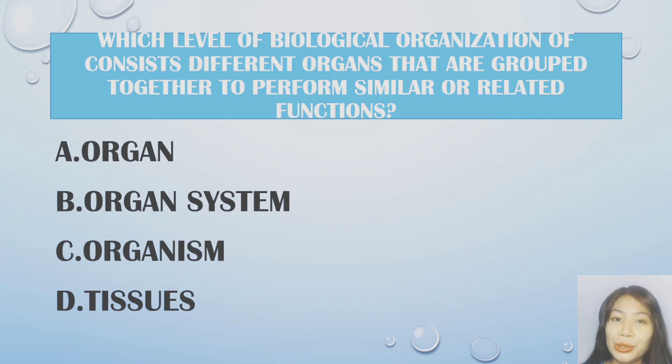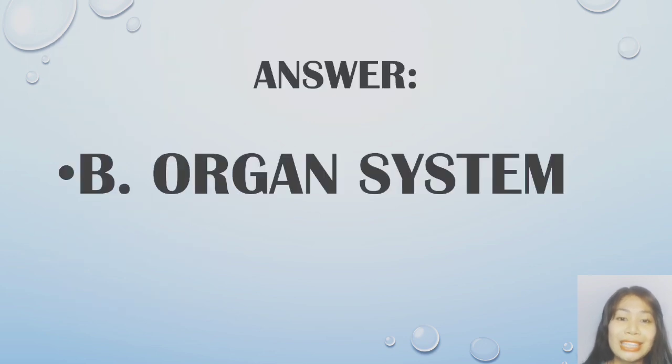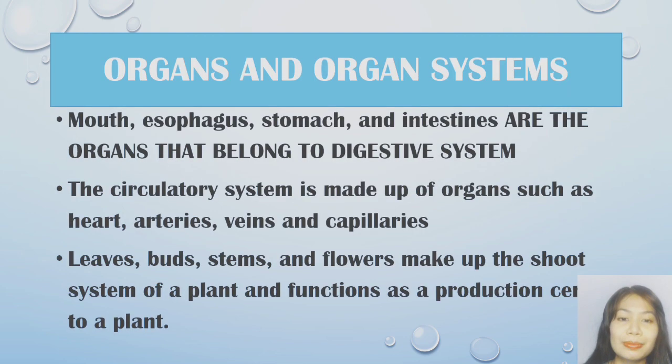So let's have a very short review. Which level of biological organization consists of different organs that are grouped together to perform similar or related functions? A. Organ, B. Organ system, C. Organism, or D. Tissues. What do you think? Okay, so let's have the answer. That is an organ system. It is a group of organs that function together.